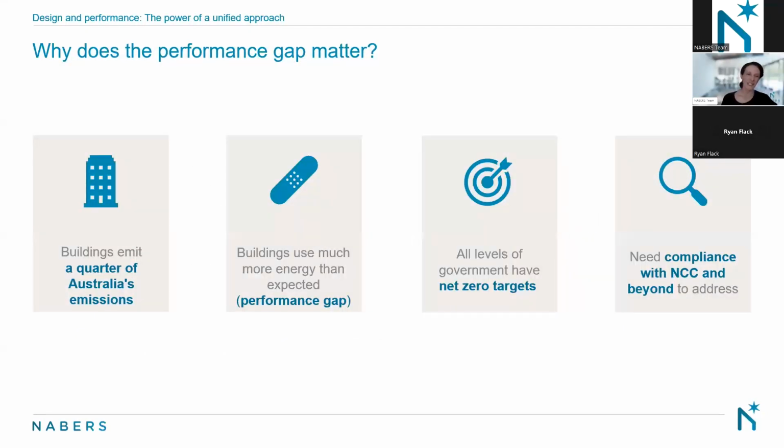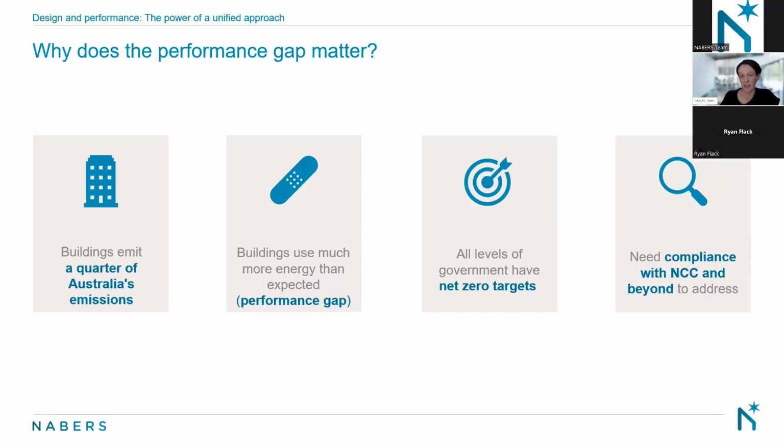Look, it's pretty obvious, but why does it matter? Essentially, the built environment and buildings are responsible for a really large portion of Australia's emissions. The figure changes, obviously, looking at the scope, but we're looking at a big figure. How will we cut it? We've just learned that buildings actually use a lot more energy than we think they will. We've all got net zero targets at all levels of government.